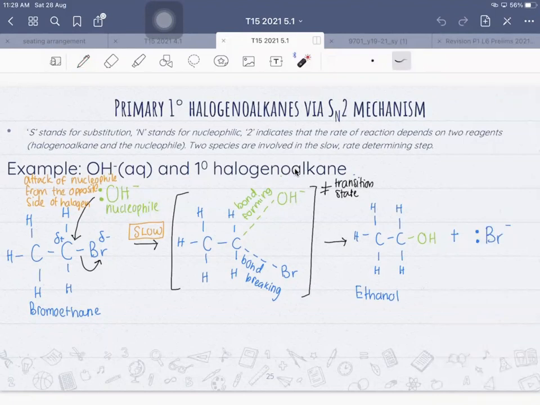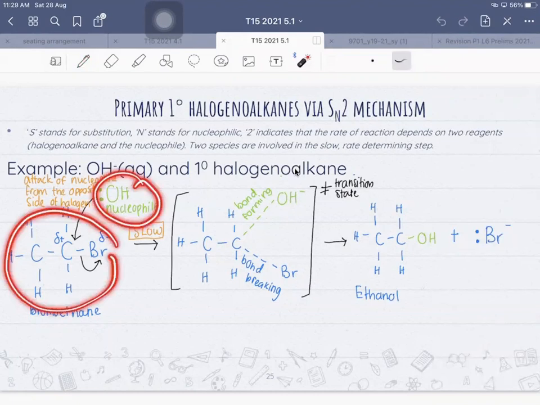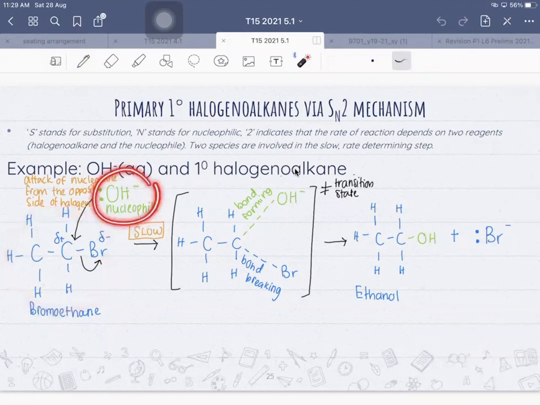So what happens is that in the first step, or what we call the slow step, you have both the nucleophile and the reactant. So there are two species, hence the SN2. The next one that we're going to look at is SN1. That means there is only one species in the slow step of the reaction, so there must be two steps in the mechanism.